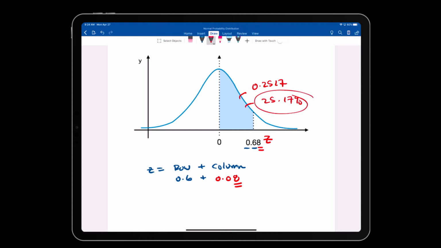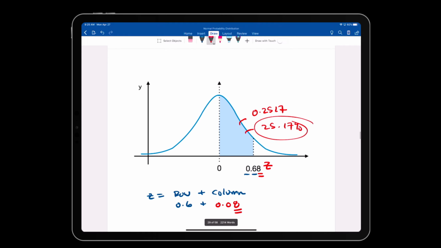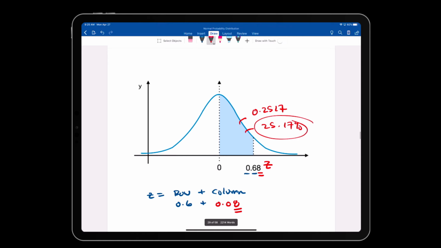25.17%. All right. And that's how we use a table. It's not too hard. People have been doing this before you. People are going to continue to do this after you. So it's 0.2517. That's what percent of the bell is here. All right. So you could say, is that 25.17%? It is. That's what that means.